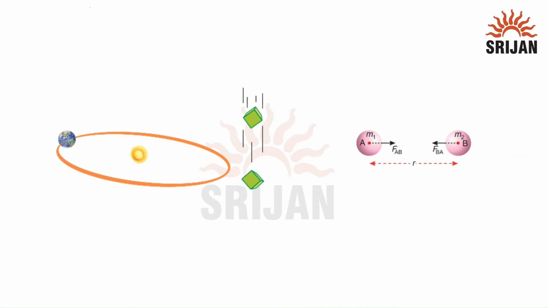So, let us now recap through these diagrams. There is a gravitational force between the sun and the earth, and this is why the earth revolves around the sun. In the second diagram, there is an object which is in free fall, and this is due to the force of gravity. And in the third diagram, there are two objects. The gravitational force is attractive in nature. It does not depend on the medium, and the force is directly proportional to the product of the masses and inversely proportional to the square of the distance between them.